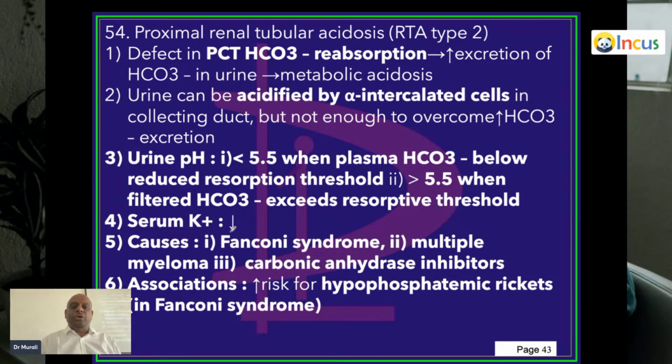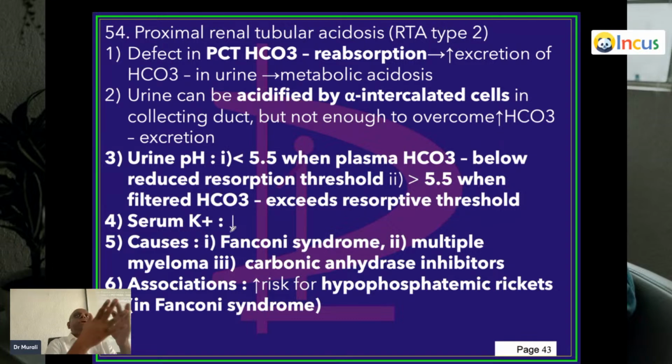All right. So, what are the causes of proximal RTA? Quickly summarize. Fanconi syndrome, multiple myeloma, carbonic anhydrase inhibitors. Why carbonic anhydrase inhibitor? What is carbonic anhydrase function? H2O plus CO2 is equal to H2CO3, broken down into H plus and HCO3 minus. So for generating HCO3 minus and H plus from H2CO3, you require carbonic anhydrase.